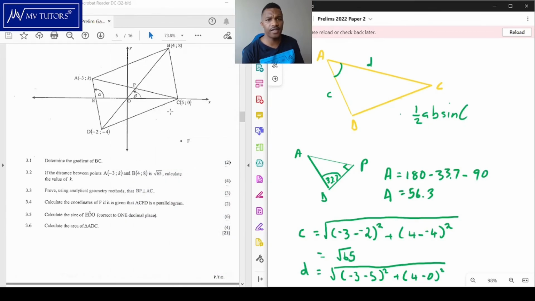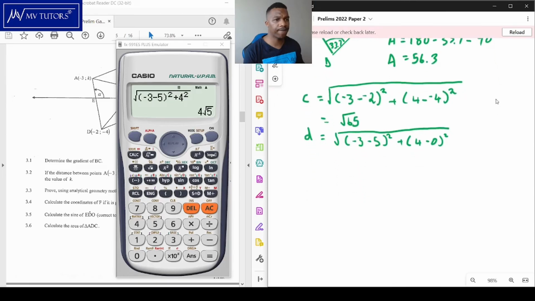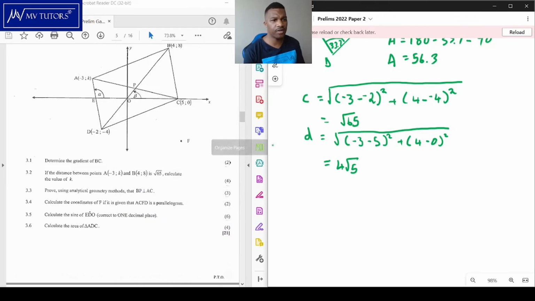It's the distance of AC. It's minus 3 minus 5, and then it's 4 minus 0. Okay, it looks okay, so I'm going to stick with that. Let's just do it. It's 4 square root of 5. Ladies and gentlemen, I'm doing this myself, so I'm not sure if my answers are correct or not. Please check as we go together.